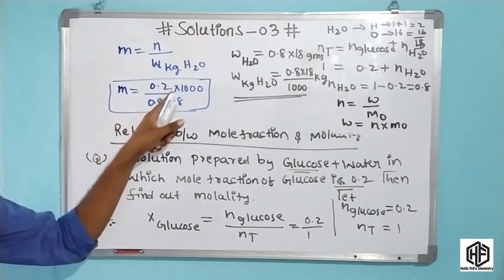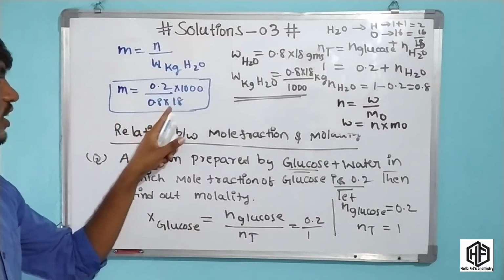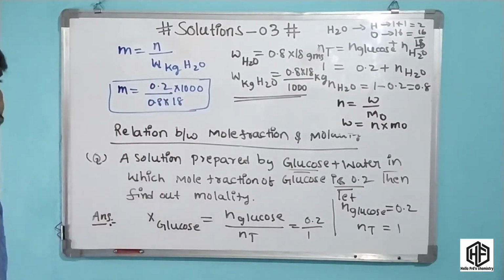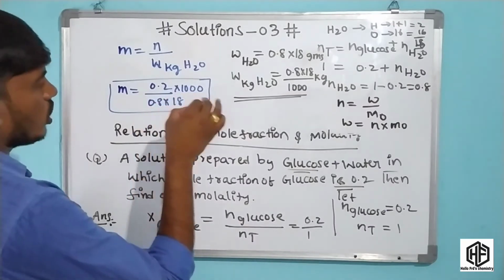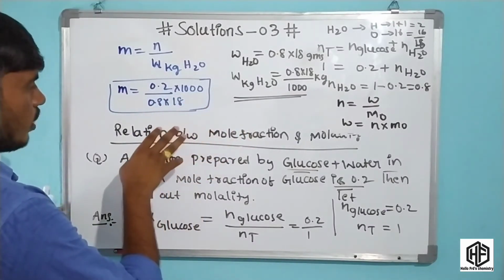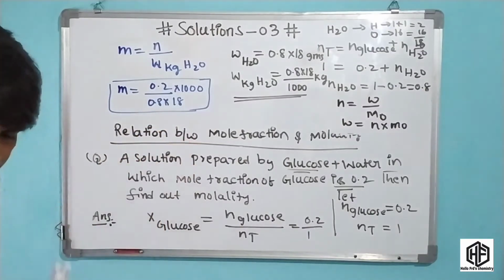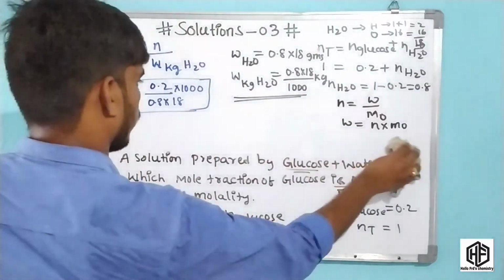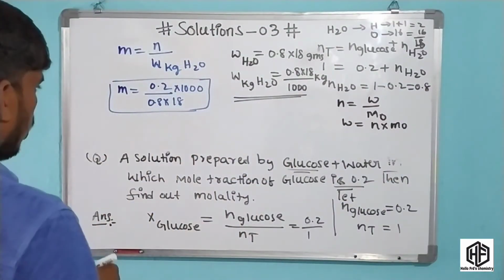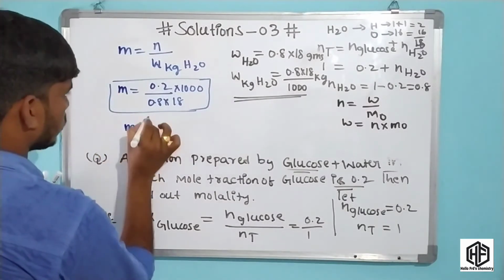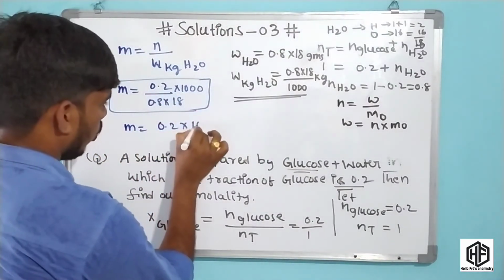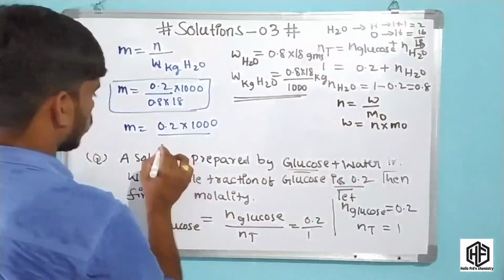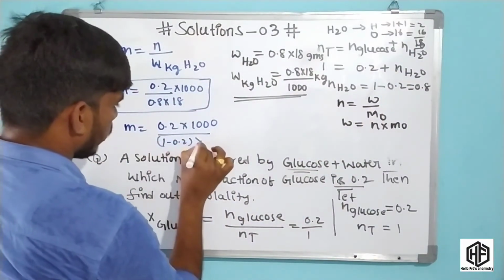Molality is equal to 0.2 into 1000 by 0.8 into 18. Now we have to calculate this to find the molality, but first I am going to write an important formula. Molality is equal to 0.2 into 1000 by, where 0.8 is written as 1 minus 0.2, into 18.